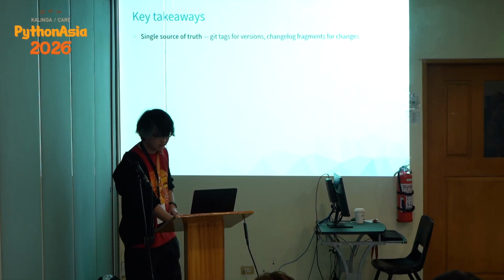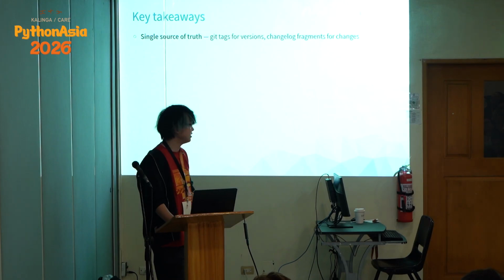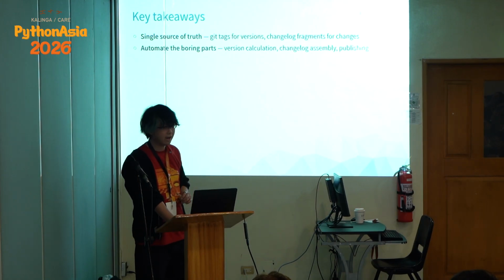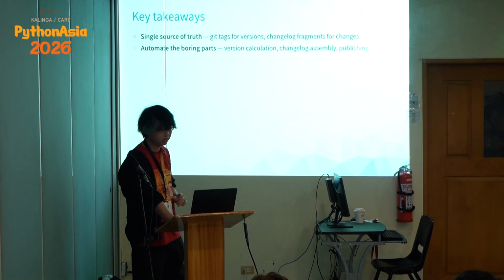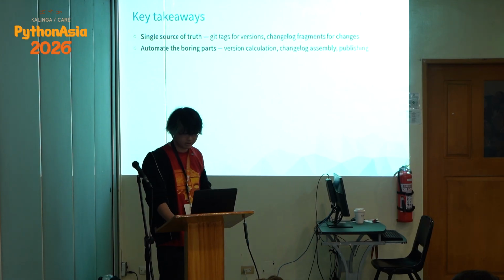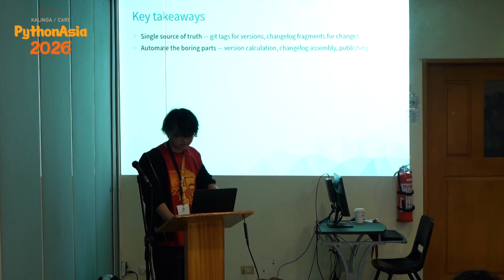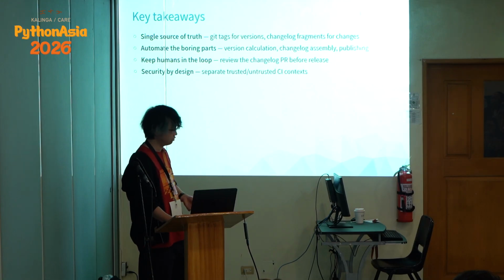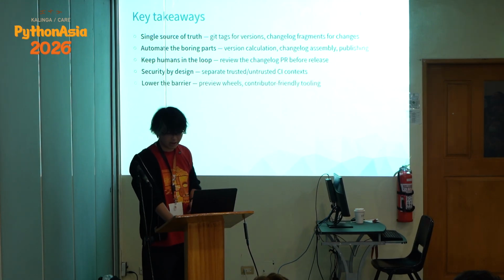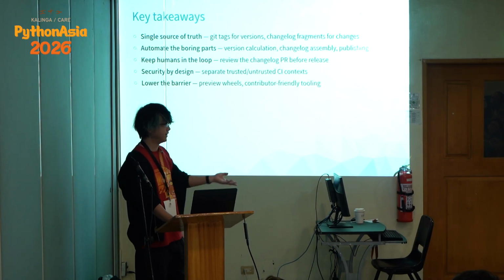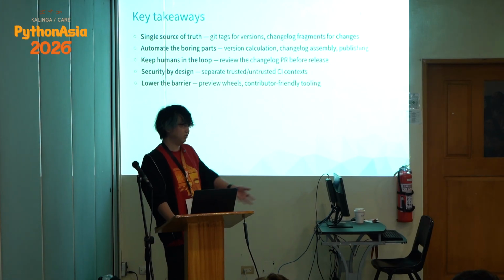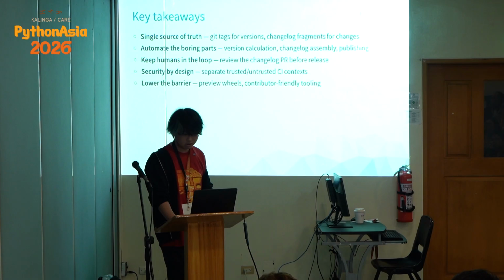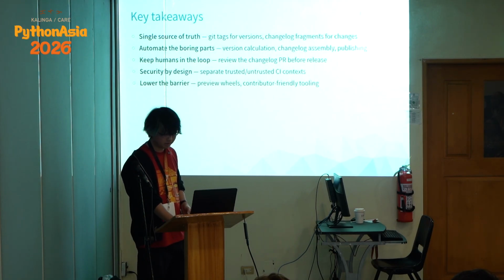Here are some key takeaways. A single source of truth for versions and change sets is a very nice principle, at least for my case. Automate the boring stuff, but keep humans in the loop for important decisions like the release decision. Think about security from the start, and make it easy for external contributors to make contributions. And do not be afraid to steal ideas from other ecosystems. In my case, I stole the idea from the JavaScript ecosystem, and it actually worked nicely. The whole approach was inspired by changesets from JavaScript.